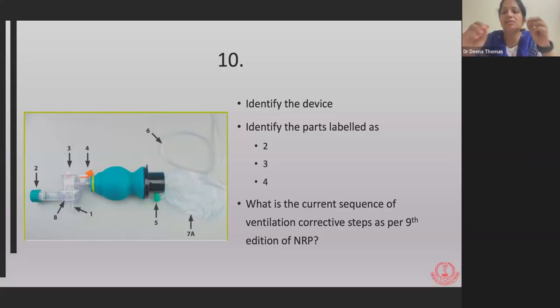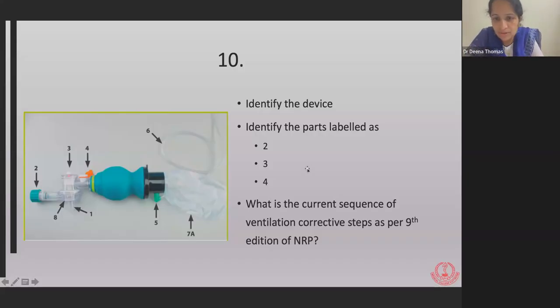Whatever you think is the problem, you address that first. If you think the seal is not adequate and you can feel a leak in your hand, you go in with the mask readjustment first. If you feel that the baby is closing the mouth and not opening it, you go in with the opening of the mouth first. So any sequence is possible. I will again tell the parts.